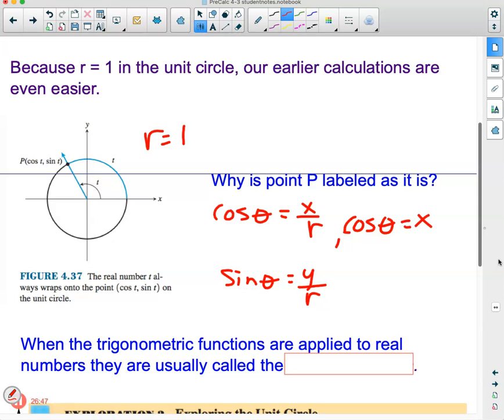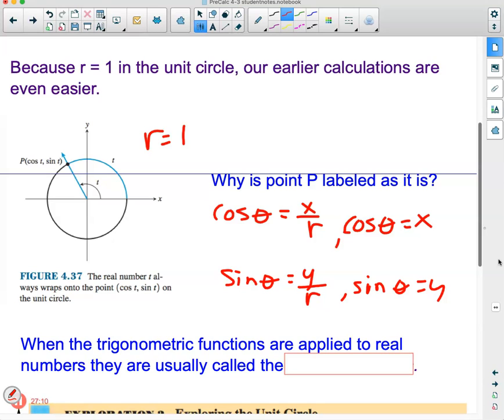So cosine of theta will be x. And if r is 1 down here, sine of theta will be y. So for any ordered pair on the unit circle, we can use the cosine of t and the sine of t to figure out what we have.